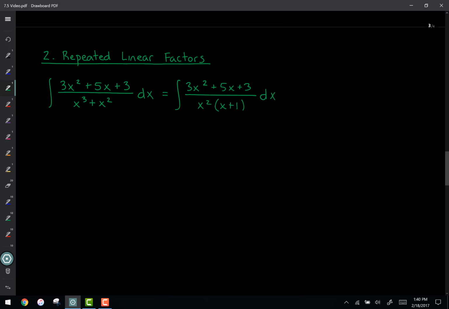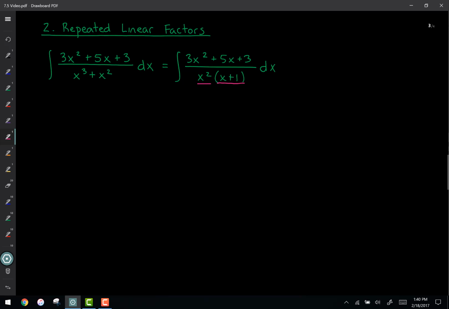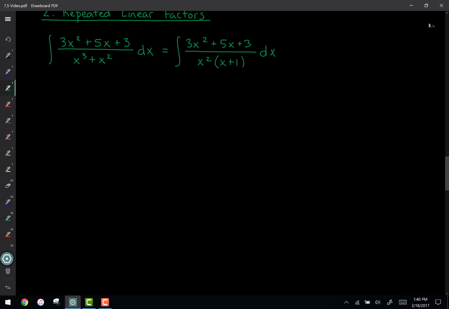And this is what it means to have repeated linear factors. We have a distinct linear factor right here, and then we have a repeated linear factor right there. So we have x times x. That's a repeated linear factor. How we're going to do this is we're still going to set it up basically the same way. So we're going to have our integrand, 3x squared plus 5x plus 3 over x squared times x plus 1.